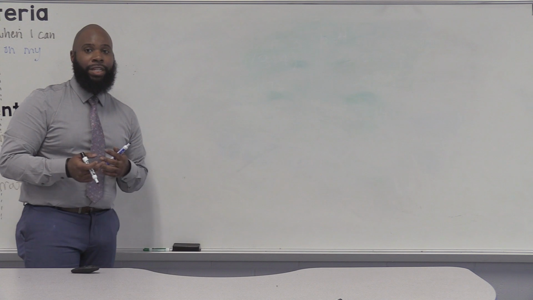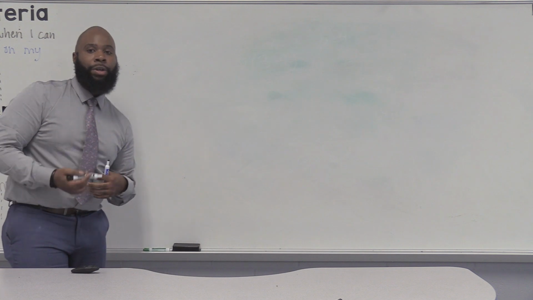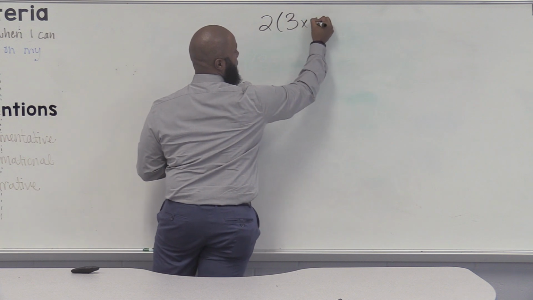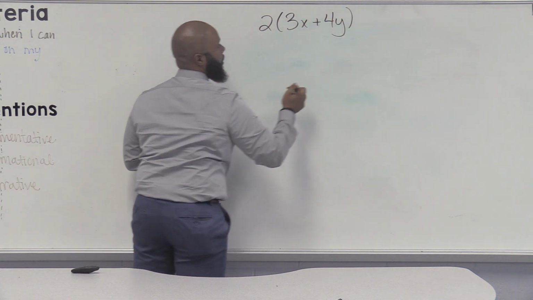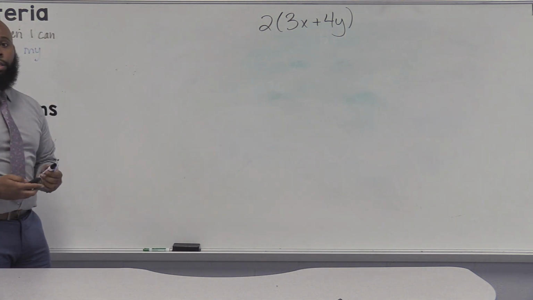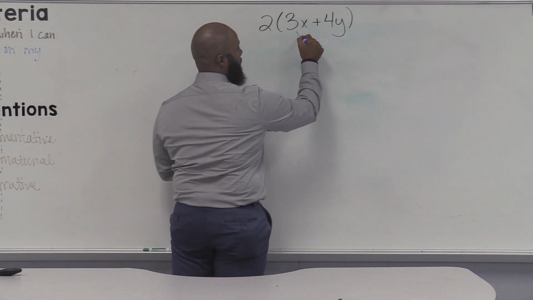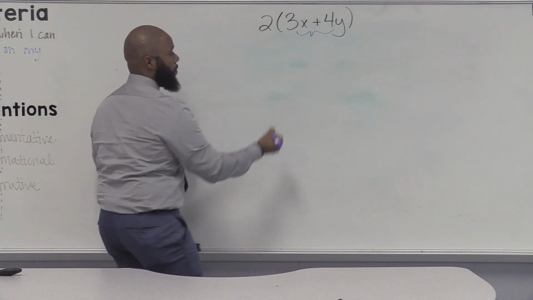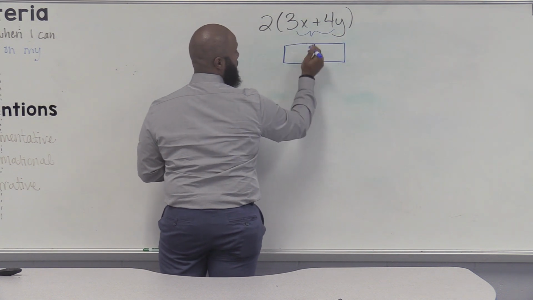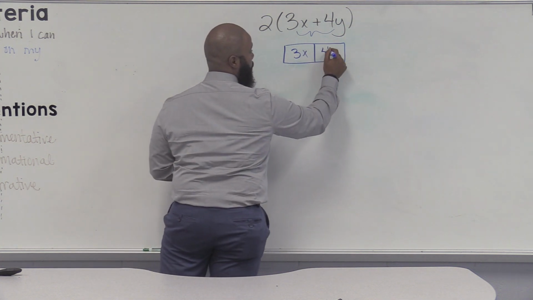So what it's really asking for us to find is an expression that is equivalent to 2 times 3x plus 4y. So I'm going to write that down. So good to know that when I see that, that means double. So let's draw a model. Going from our order of operations, we're going to draw a model to represent the inside of our parentheses first. So I know using a tape diagram that this is going to represent 3x, and this is going to represent 4y.